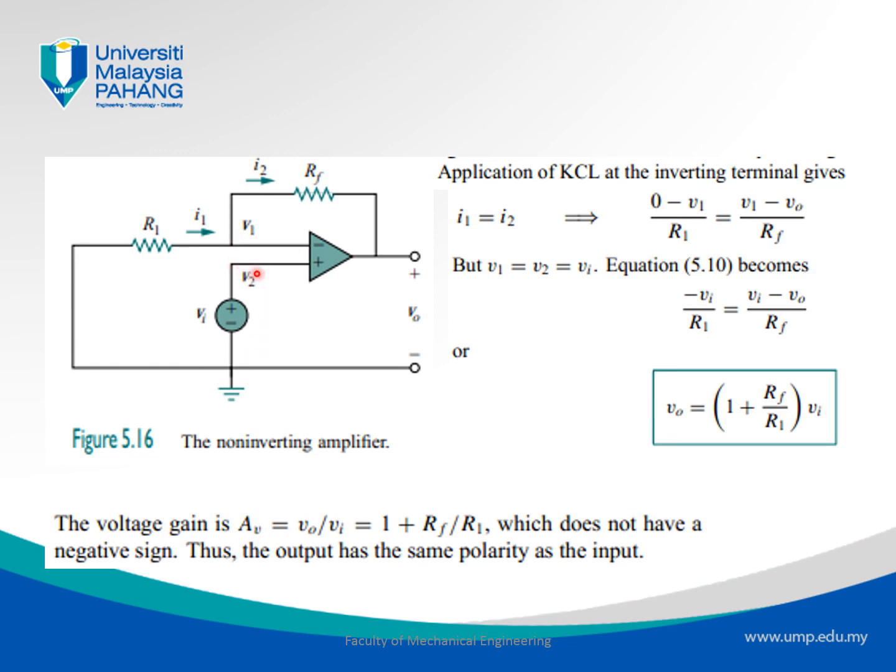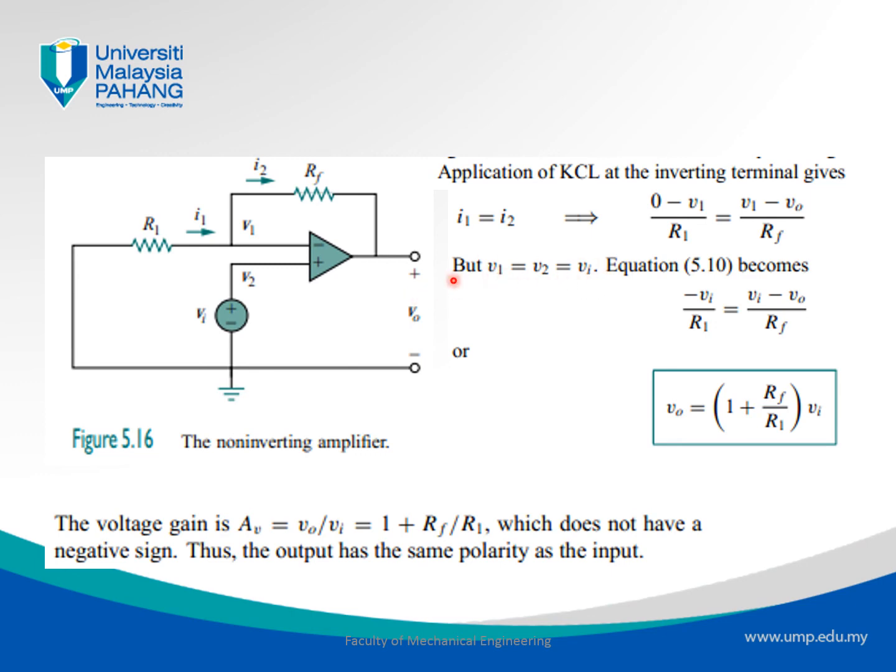As we can see here, V2 is connected to V input, and V input is called VI. So V2 will be equal to VI. Therefore, V1, which equals V2, is also VI. So that's the first thing: V1 equals V2 equals VI.